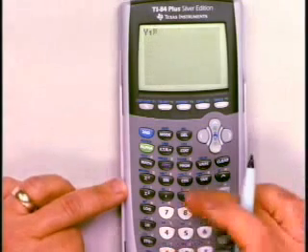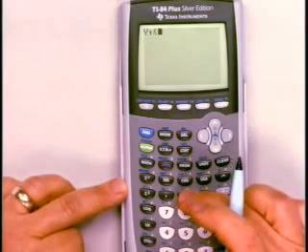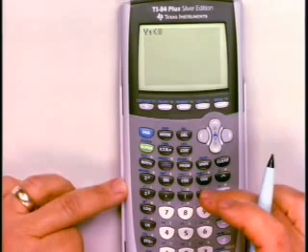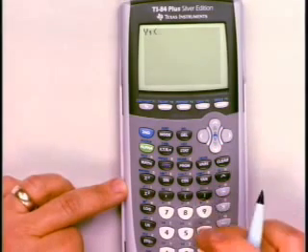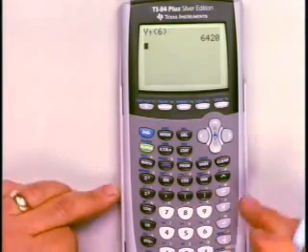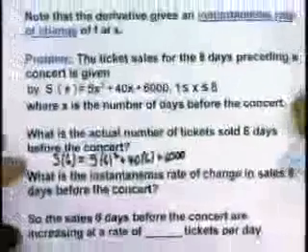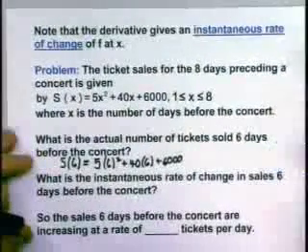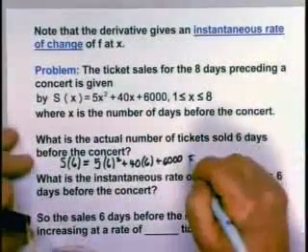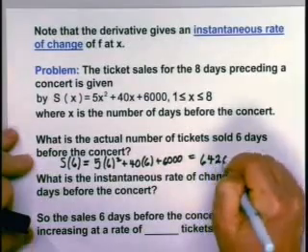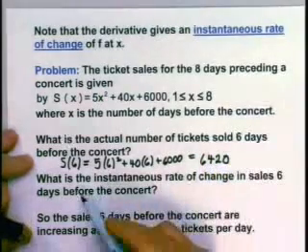And then in parentheses, substitute or enter the number that you want to substitute into this function, which in this case was 6. So I obtained 6,420. So that means that 6 days before the concert, 6,420 tickets were sold. Now let's go to our second question.